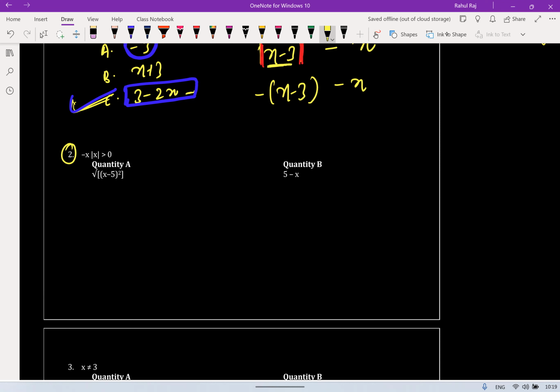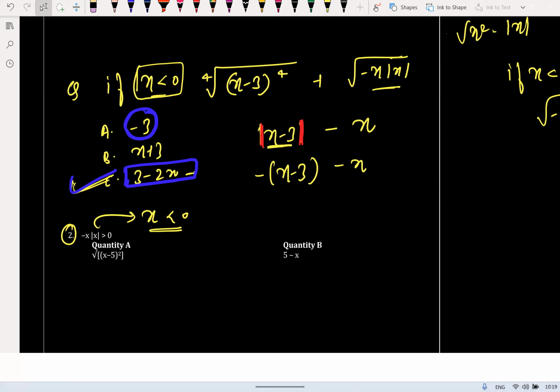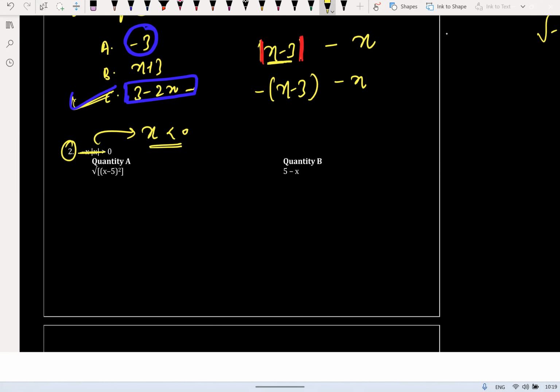So what I was telling you, exactly the same thing has been asked to you. So they've said minus x mod x greater than 0. It means that they're just trying to say x is negative. Do not get confused with this. Just think that x is negative. It is given to you x is less than 0. Here they have written some expression, but this expression means nothing but x is less than 0. That's all.